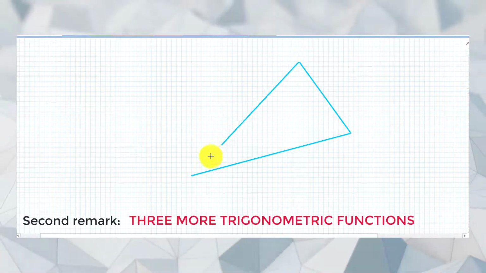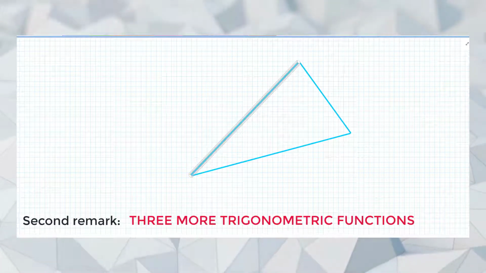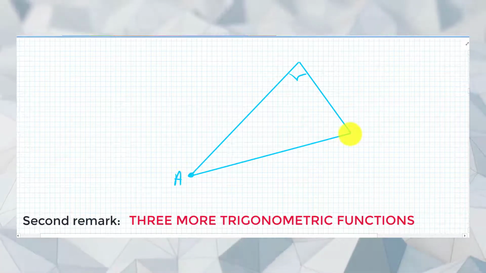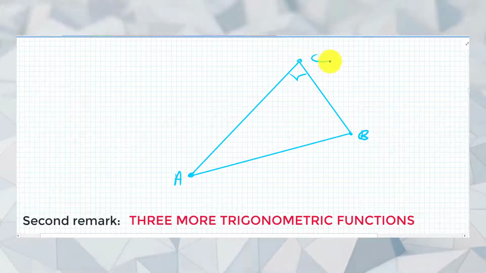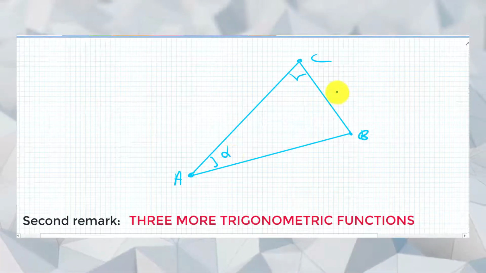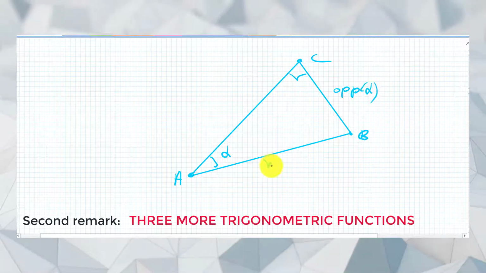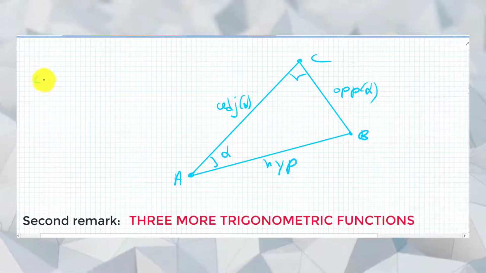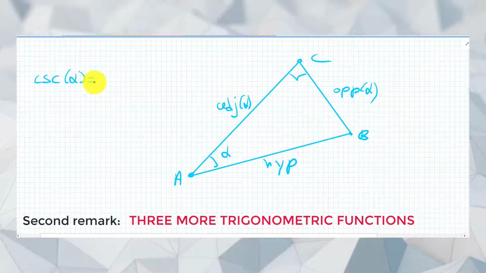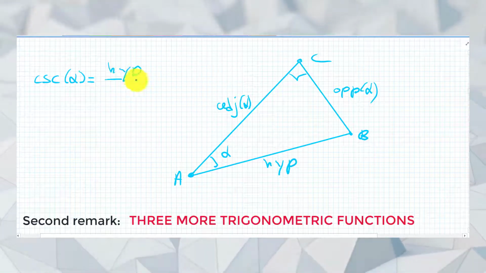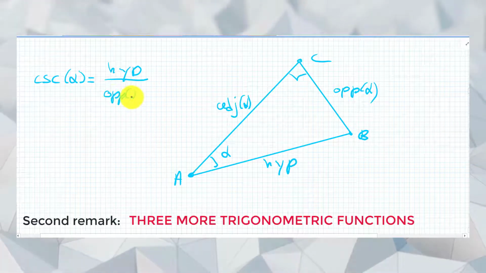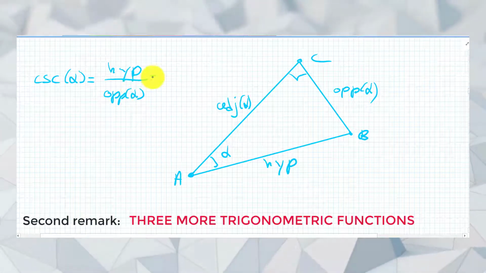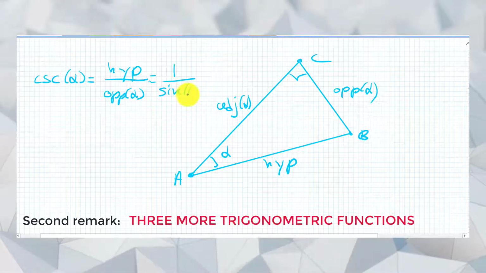The second remark is about the other trigonometric functions that we can define in a right triangle. So there are three other trigonometric functions. Let's assume this is a right angle. These are the vertices A, B, and C. This is the angle alpha, the opposite of alpha, the hypotenuse, and the adjacent of alpha. We define the cosecant of alpha as the hypotenuse divided by the opposite of alpha. Now you can see this is the reciprocal of the sine of alpha. So it's 1 over the sine of alpha.